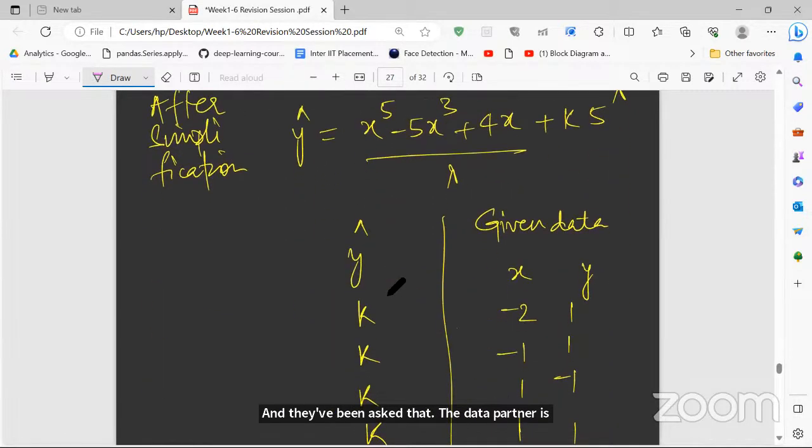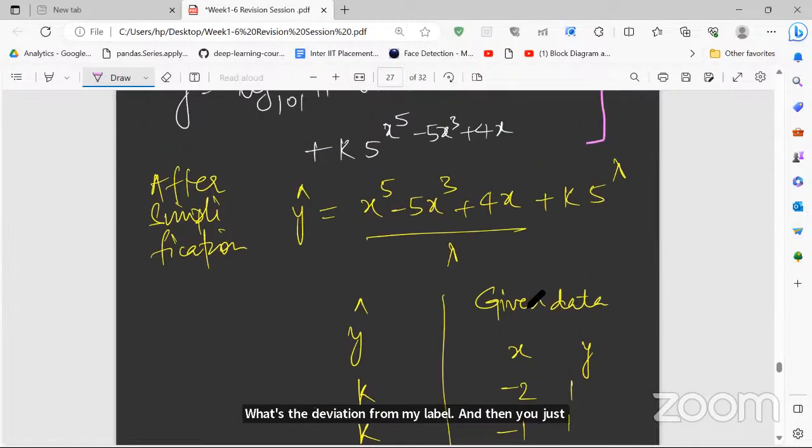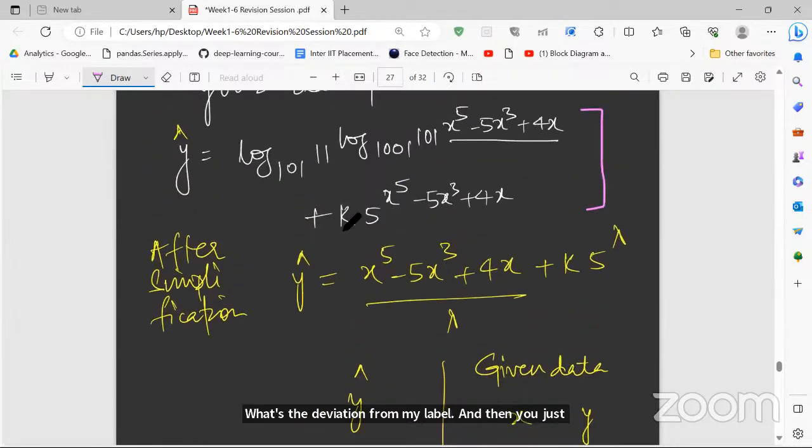Then what generally do you do? You put the value of x and calculate y cap, and then you calculate the error as y cap minus y. So what's the deviation from my original label? And then you just square it. But here you have been asked, what is the value of k such that the SSE that you have calculated, the error, is minimum.